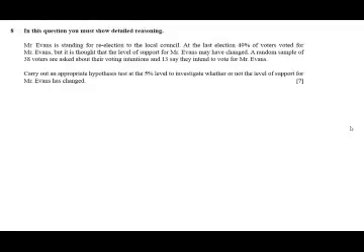Mr. Evans is standing for re-election in a local council. At the last election, 49% of voters voted for Mr. Evans, but it is thought that the level of support for Mr. Evans may have changed. A random sample of 38 voters are asked about their voting intentions, and 13 say they intend to vote for Mr. Evans. Carry out an appropriate hypothesis test at the 5% level to investigate whether or not the level of support for Mr. Evans has changed.